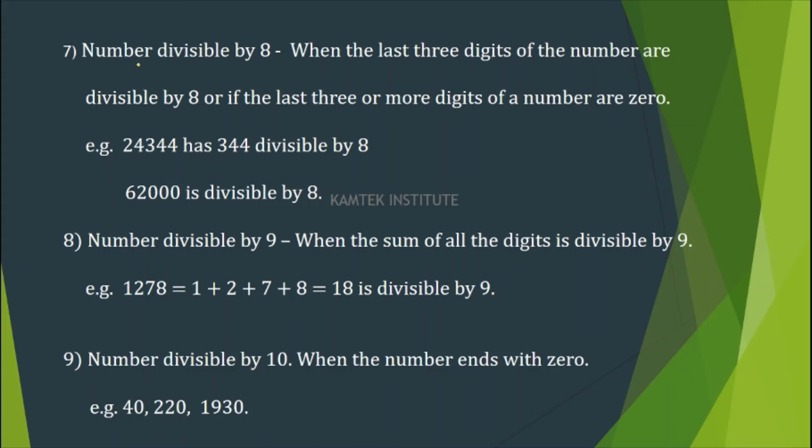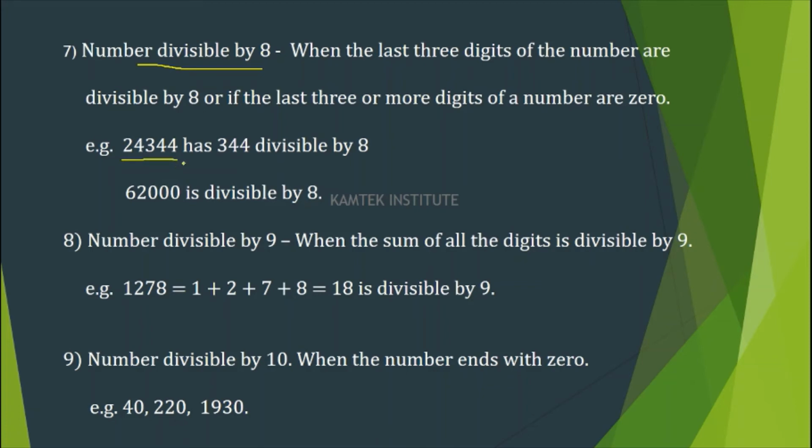So next we check, how do we know whether a number is divisible by 8? When the number made by the last 3 digits of a number is divisible by 8, then the number is also divisible by 8. Also, if the last 3 or more digits of the number are 0, then that number is also divisible by 8. Now we have a number here, 24344.